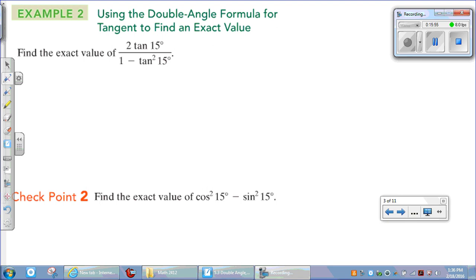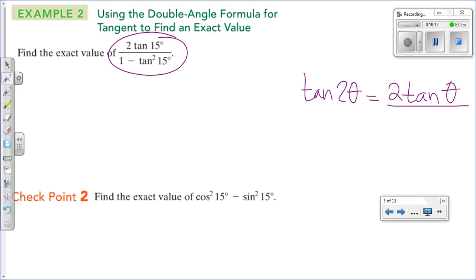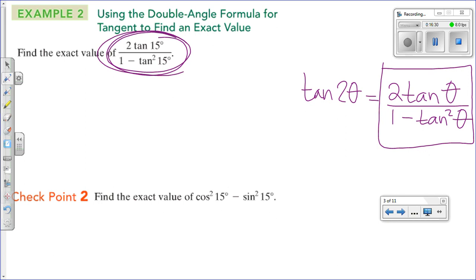Okay, so example 2, what we're going to do is work this problem backwards. If you're not very familiar with the formulas yet, I'll write it down here. The formula for the tangent of a double angle is 2 times the tangent of the same angle, but not double, divided by 1 minus the tangent squared of theta. If you recognize this formula, it looks pretty much the same as this one, right? What is the only difference?